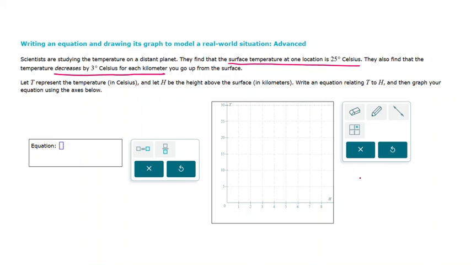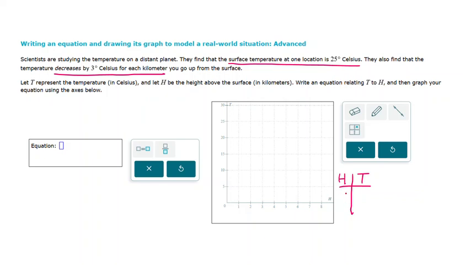So thinking about what is happening in this situation, I'm going to make a T chart of values where I'm going to have the temperature and the height. Looking at my graph, I can see that height is the x-axis value here, and temperature is the y-axis. So I'm going to set up my table like that.